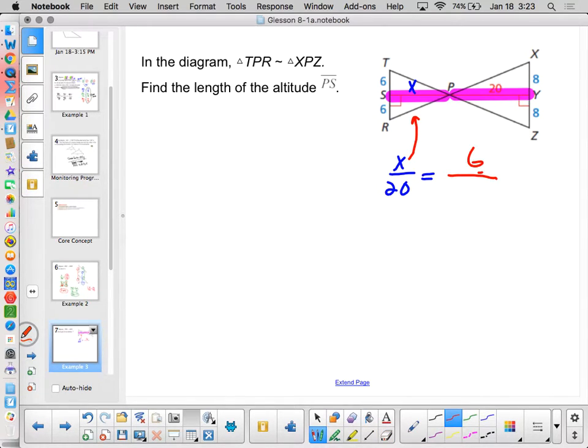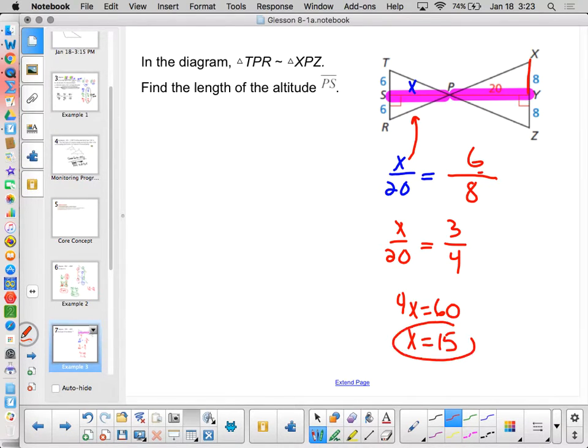So TS is 6, compared to TS would correspond to XY, so that would be 8. I could make my life easier because this is a nice number. It reduces. 6 over 8 becomes 3 over 4. I could then cross multiply, get 4x equals 60, so x equals 15. And I know my length.